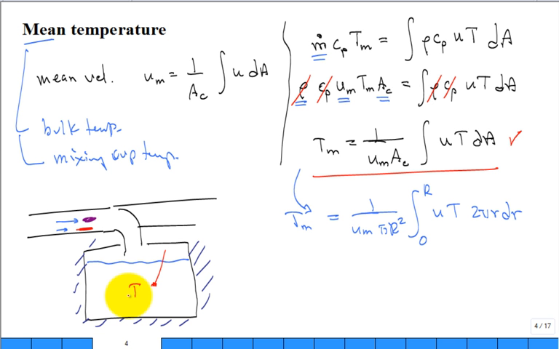I'm not accounting for expansion of the fluid as it comes out of the pipe at different pressure. Throw that out. I'm not accounting for temperature-dependent density and temperature-dependent specific heats. Throw that out. It's just simple, constant density and constant specific heat. So hopefully that mean temperature, that T subscript m, makes sense to you.